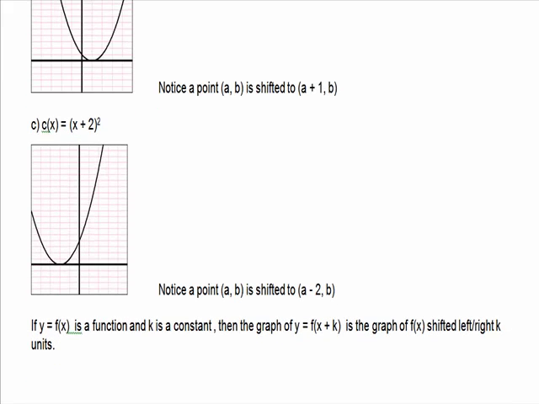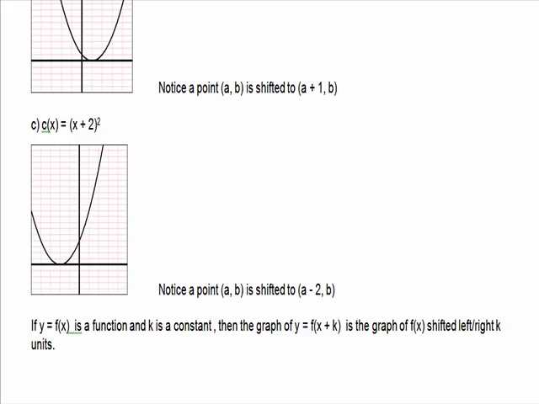Let's take a look at a third one. c of x is x plus 2 squared. If I put this in my calculator, what I notice happens is it's as if we picked up the x squared function and moved it to the left 2 units. So again, it's the opposite of what we see in the parentheses. The plus 2 means a left shift of 2, and it affects again the x value, not the y. To actually find the coordinates, to get the left shift, we subtract 2 from the x coordinate and we keep the y coordinate.